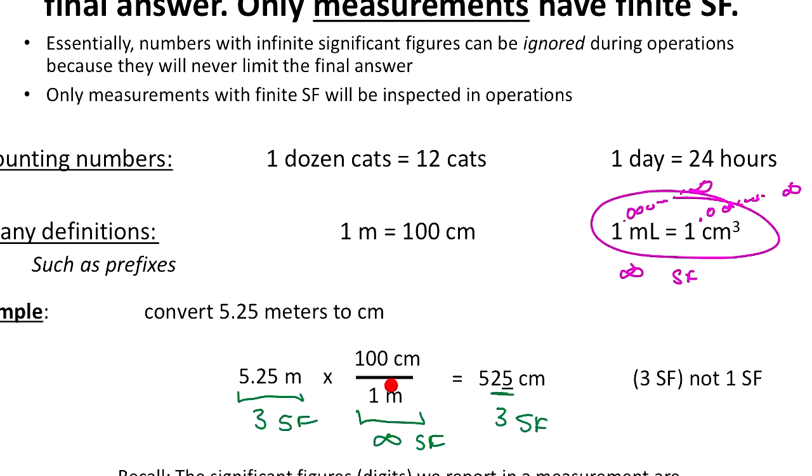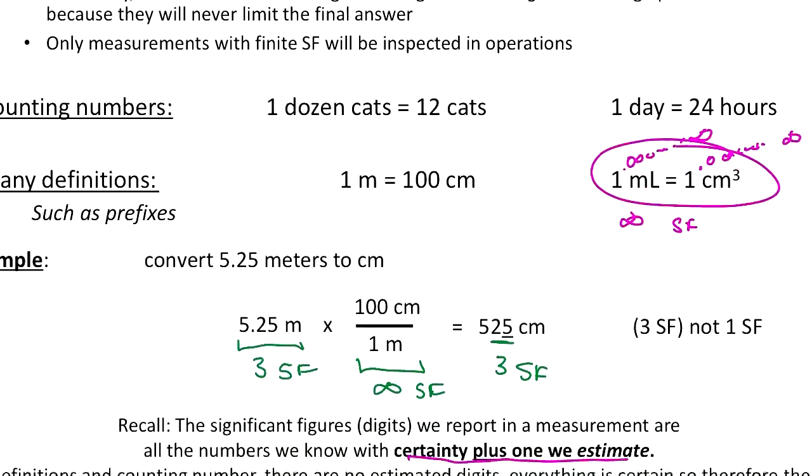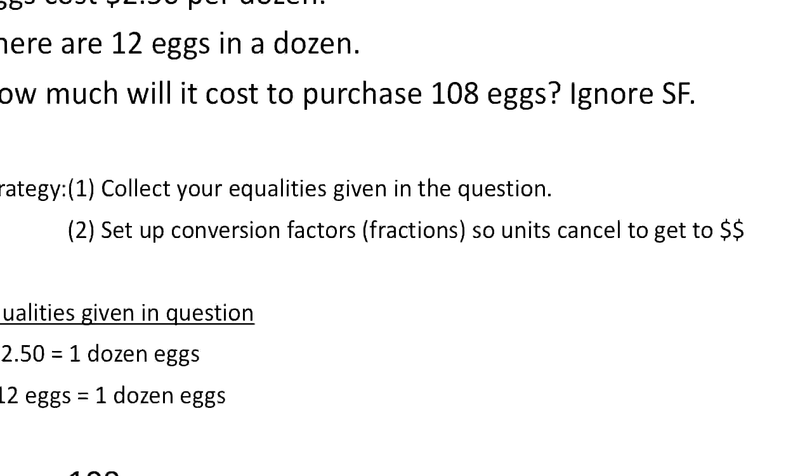These are infinite sig figs, so we ignore them. Right, so we'll see this a lot. When you see an exact number like 1, we can essentially ignore the sig figs that come from it. It doesn't actually have 1 sig fig. It's 1 with an infinite number of decimal places.